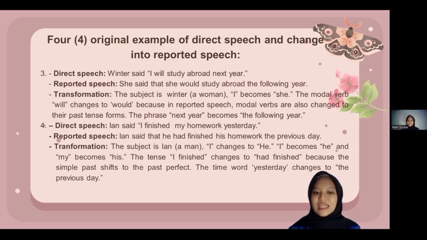Number four: Ian said, "I finished my homework yesterday." The reported speech is: Ian said that he had finished his homework the previous day. Because the subject is Ian, I becomes he and my becomes his. The tense I finished changed to had finished because the simple past shifts to past perfect. The time word yesterday changed to the previous day.